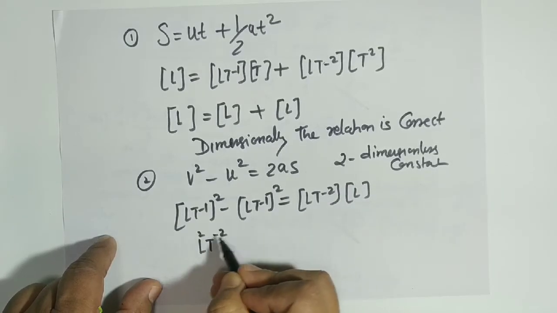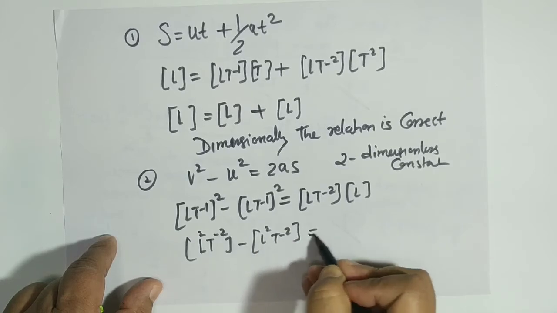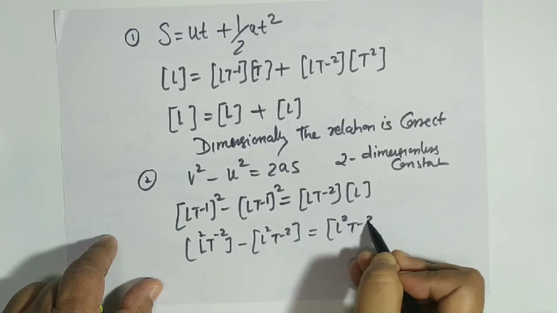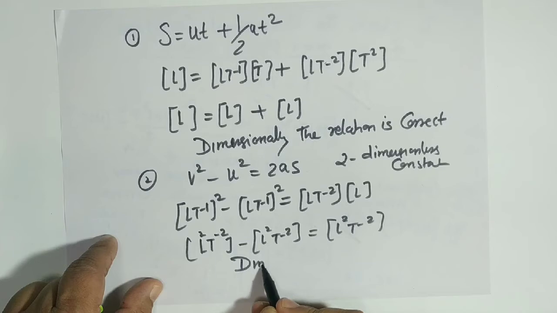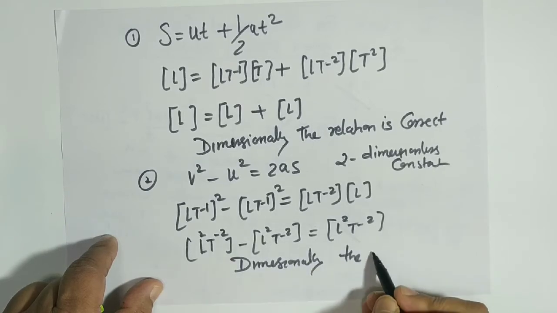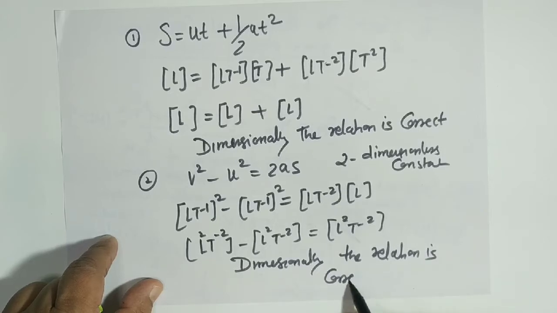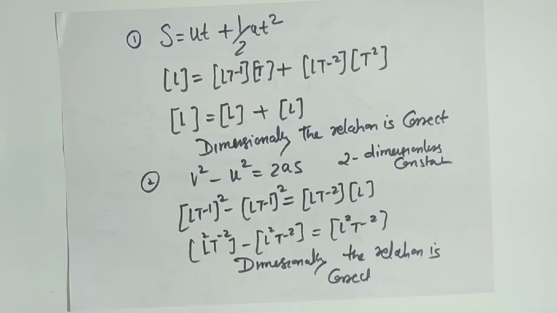It becomes minus 2 like this. It is L square T minus 2. It is L square T minus 2. So again dimensionally what we see, the relation is what? Correct. So in this way we can see number of examples where we find some physical relations and there's a consistency. Okay. So these are the applications.